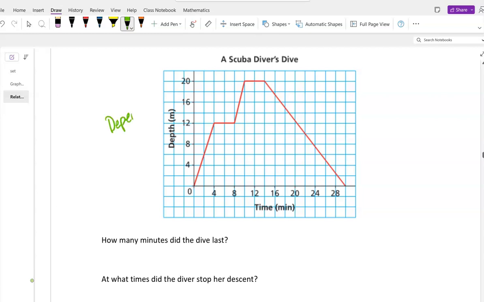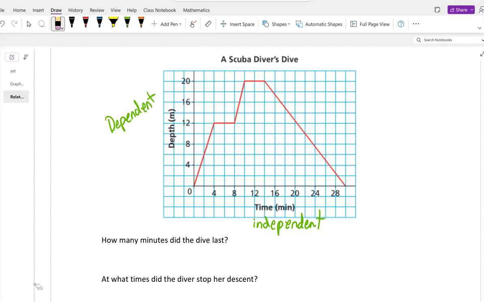This is your dependent variable. This is your output. Time is an independent variable because we can't stop time. That's your input. So what's happening here? Well, for example, what's happening right there? This says that time is 0, the depth is 0. So you can picture the scuba diver sitting at the surface of the water. Then as time goes on, the diver is going to go down. And eventually, right here, it's going to return back to the surface.